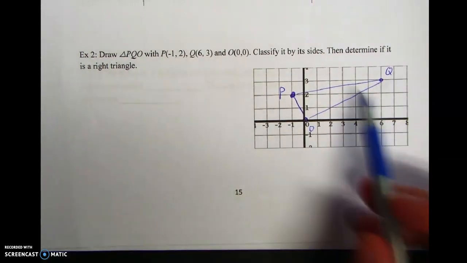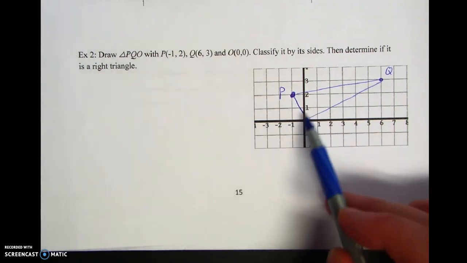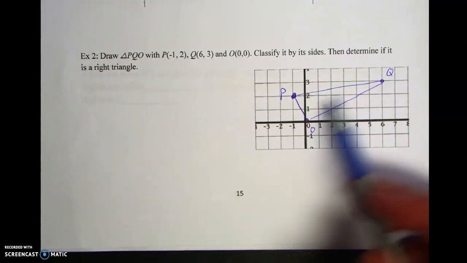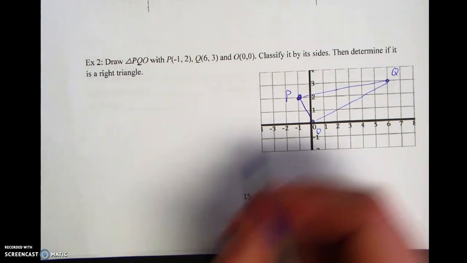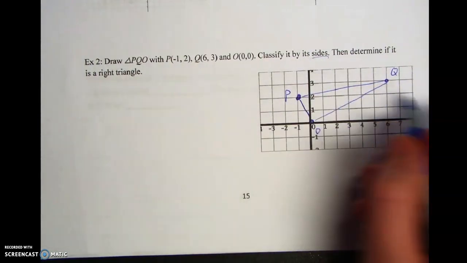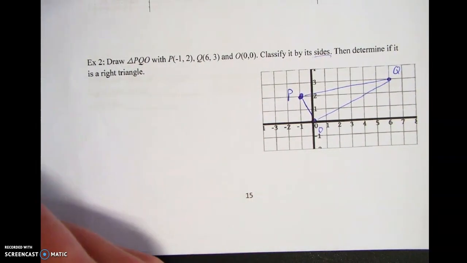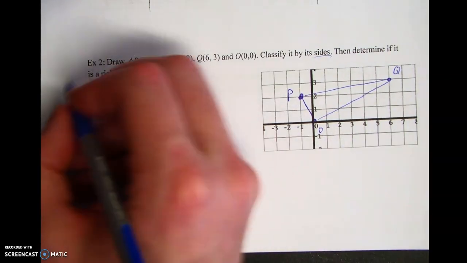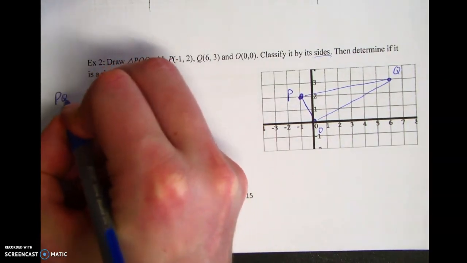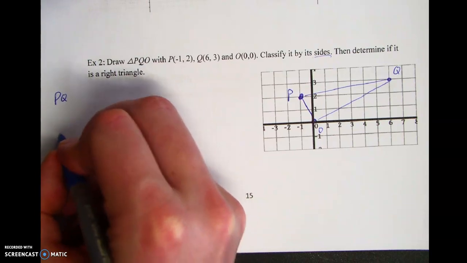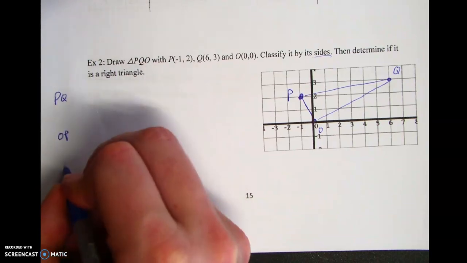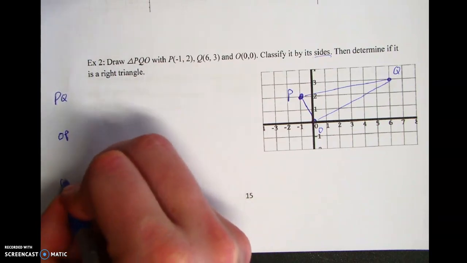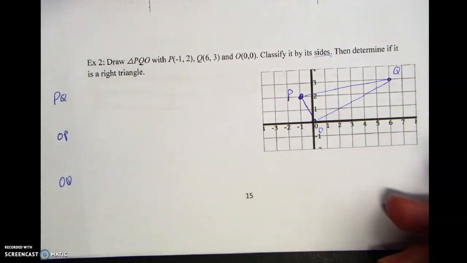And we can see already maybe it's a right triangle. Looks like there might be a right angle here. Maybe it's isosceles, maybe it's scalene. So if we're going to do sides first, what we want to find is the length of these sides. So we want to organize this for ourselves. So we need to find the length of PQ, OP, and OQ. And that's the distance formula.